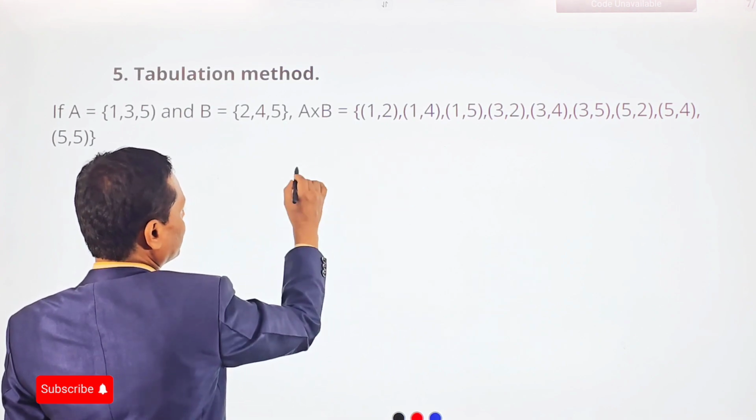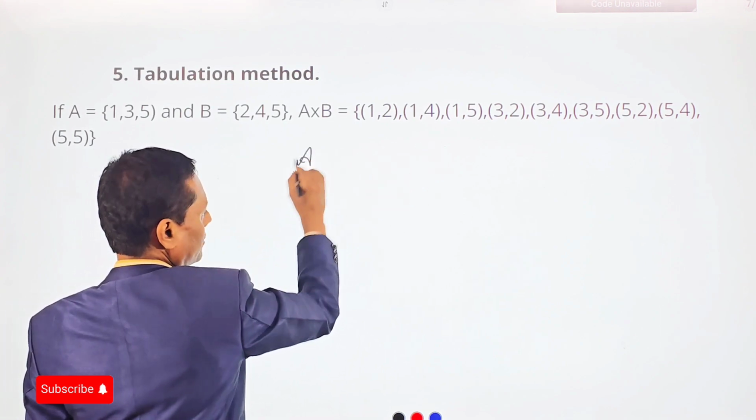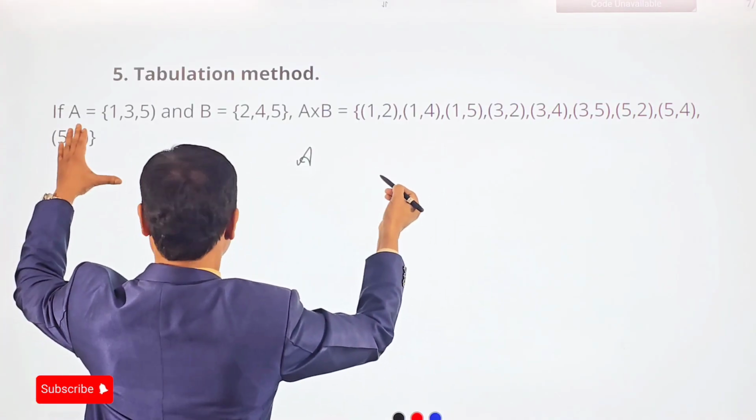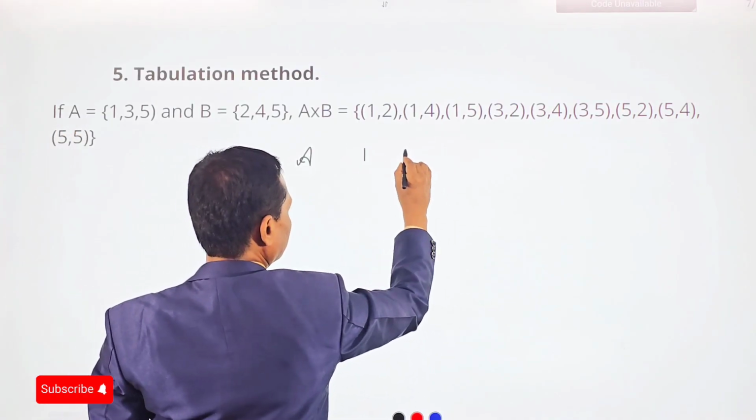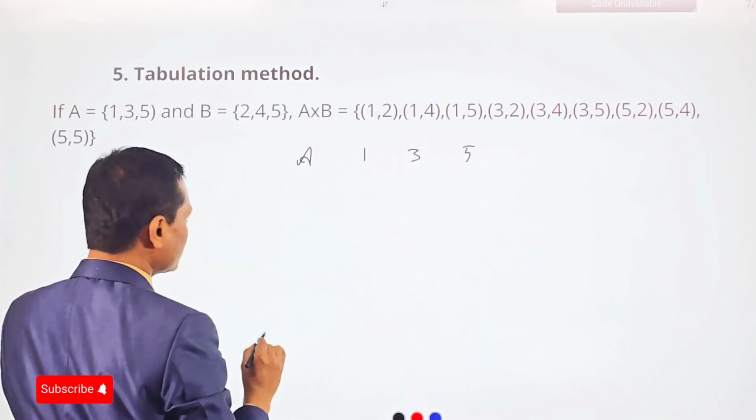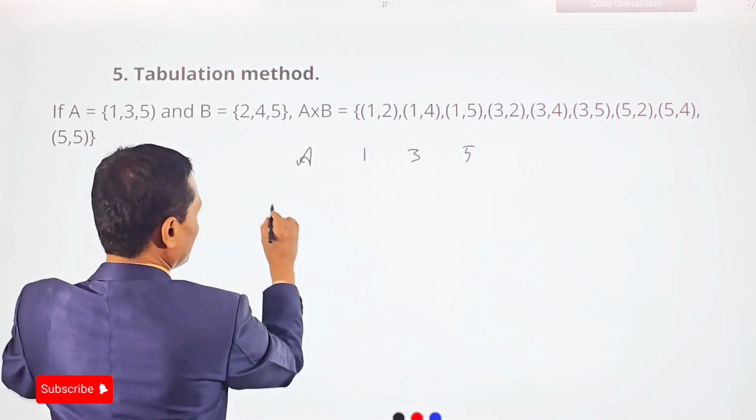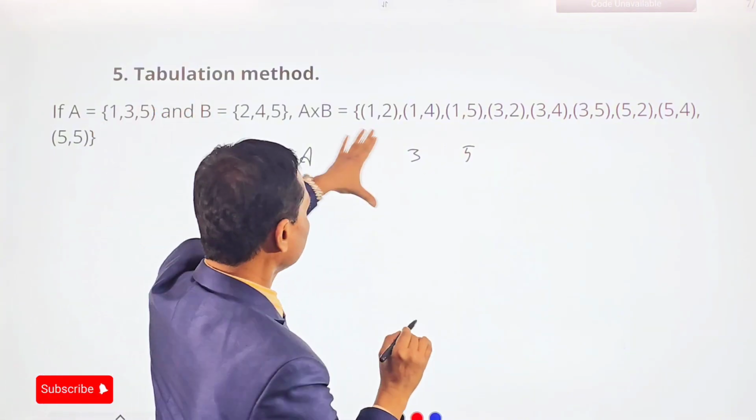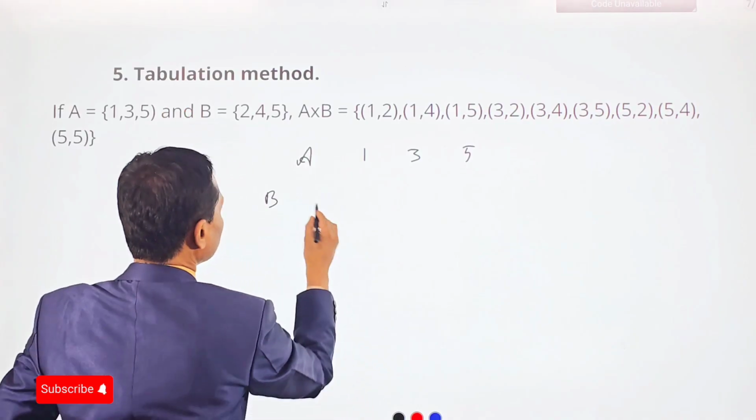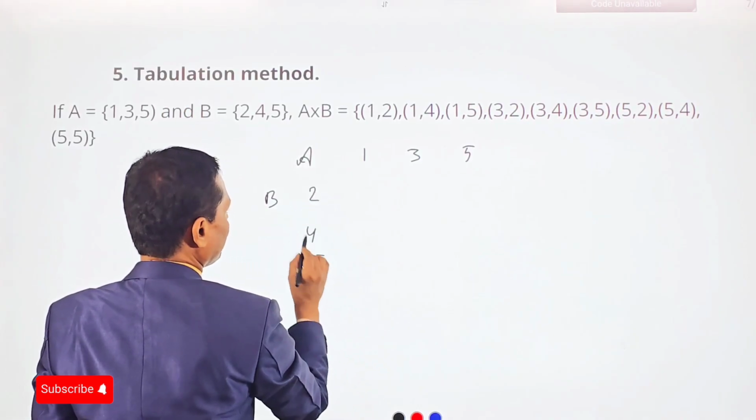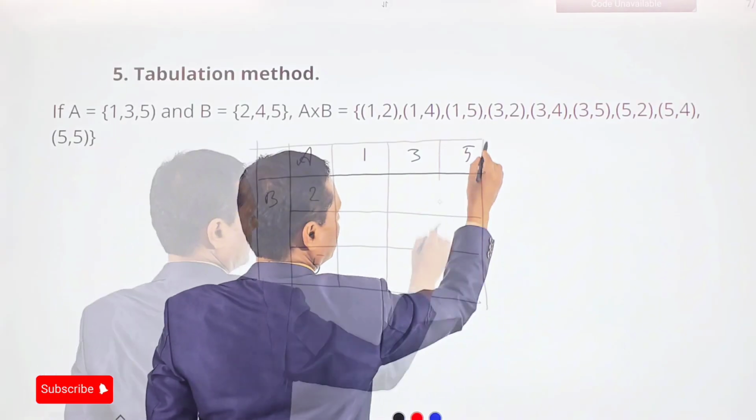First of all, you have to write A here, and then we write all the elements, all the members of the set A. That is 1, 3, and 5, right? And similarly, we write B over here. And then we write all the elements of the set B also: 2, 4, and 5. And we make a table.